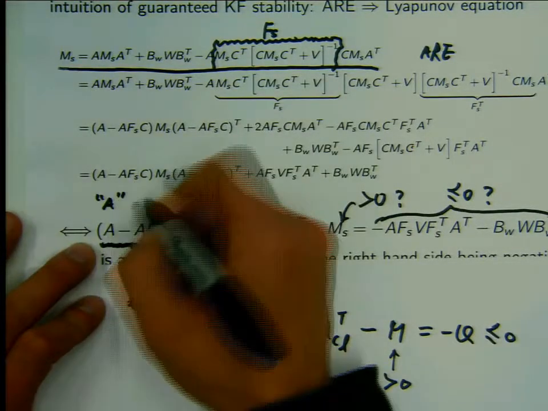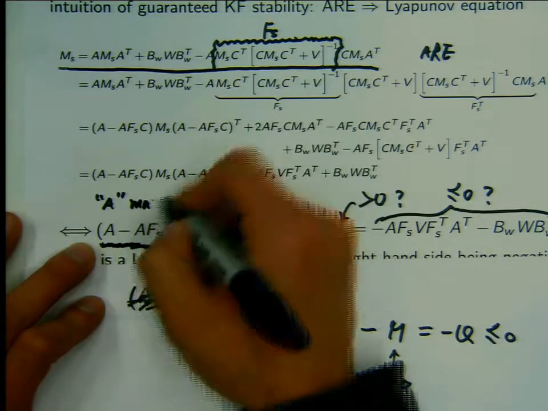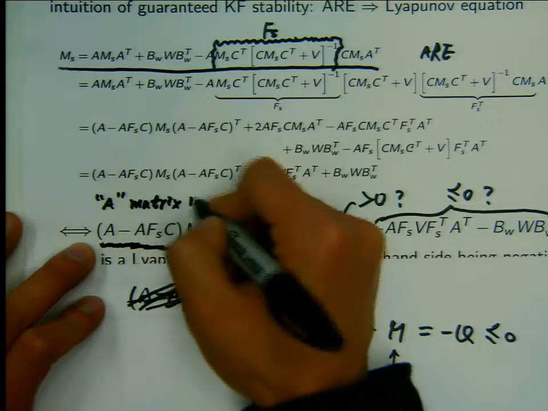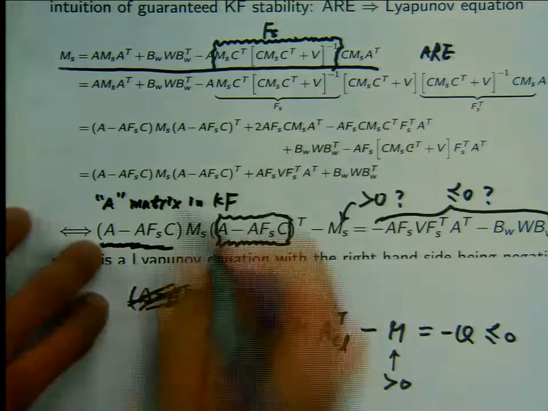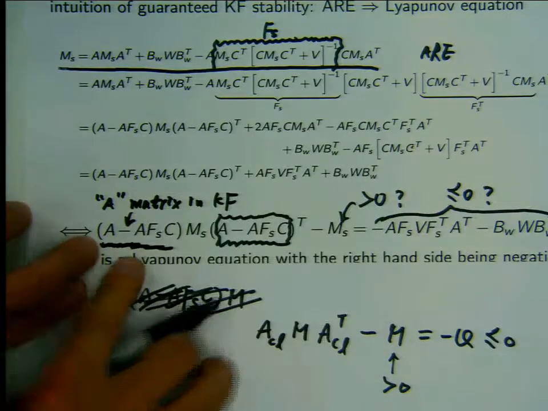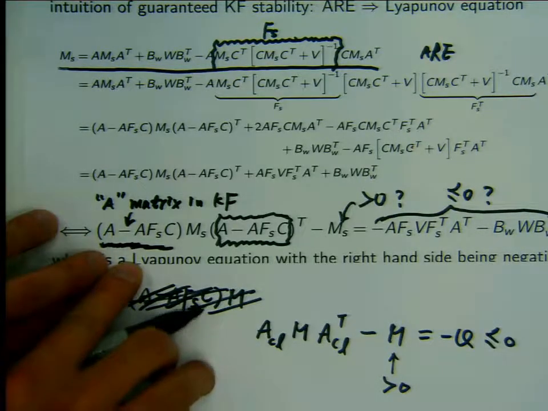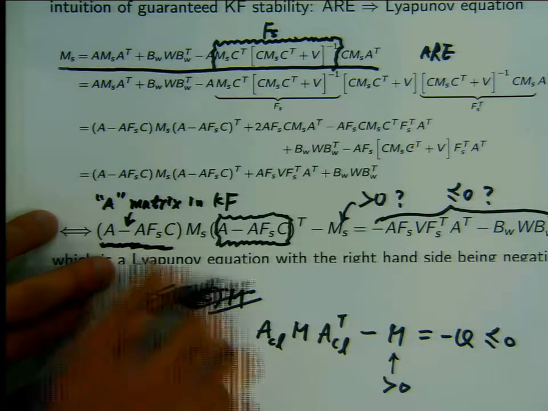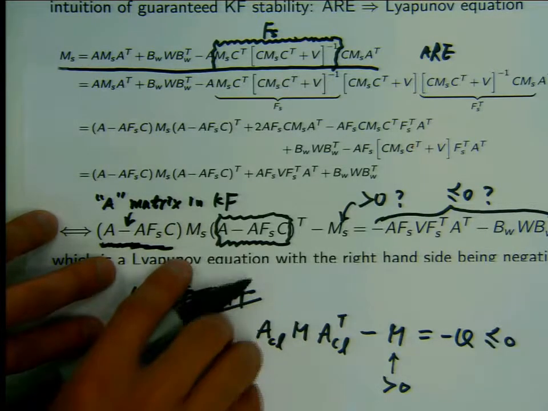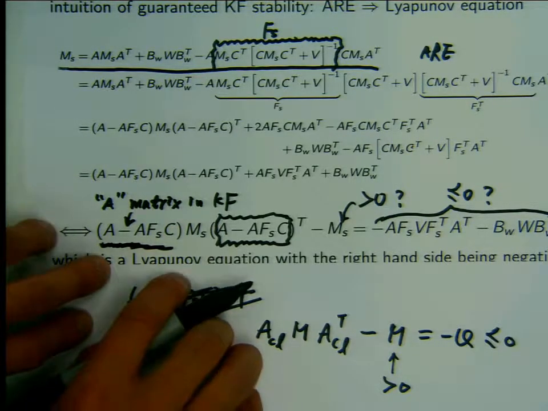A matrix in Kalman filter. In steady state, the Kalman filter is this guy. So the conclusion is that this Kalman filter dynamics is at least stable in the sense of Lyapunov. That's the main message here.